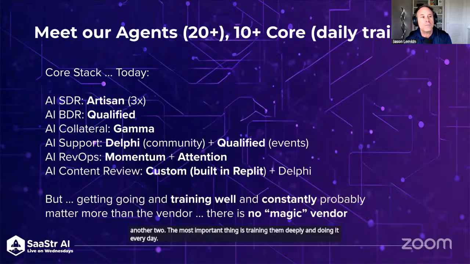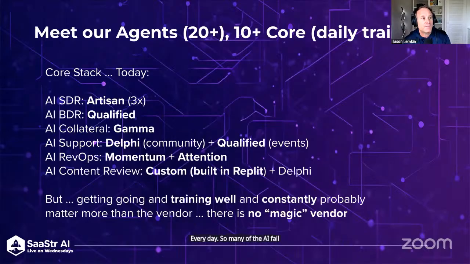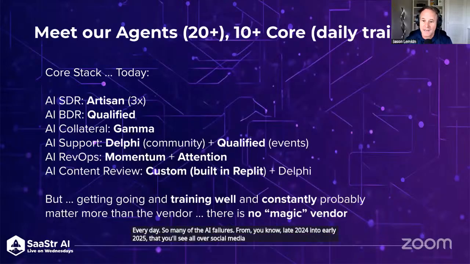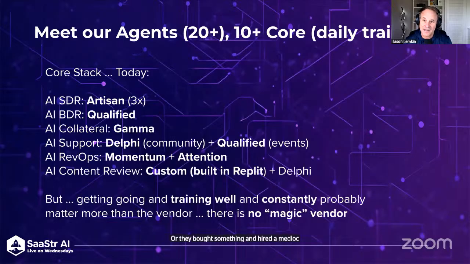Every day. So many of the AI failures from late 2024 into early 2025 that you'll see all over social media are just folks that bought something and never trained it. Or they bought something and hired a mediocre agency that did nothing. You've got to train these. You've got to do it every day.